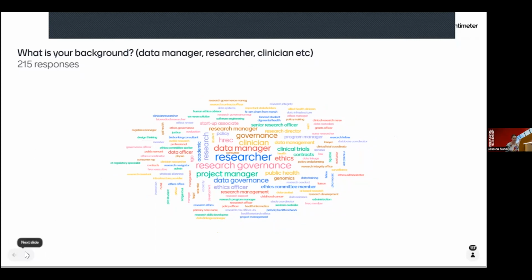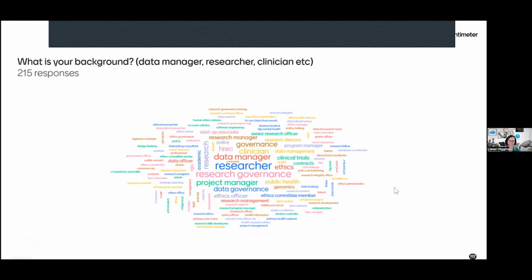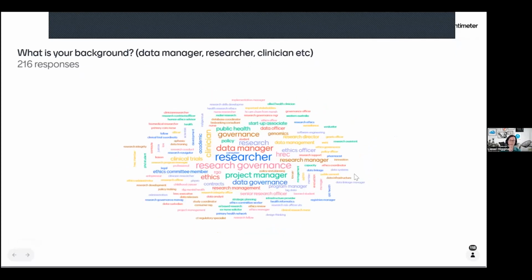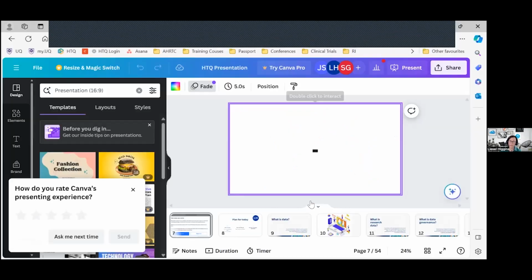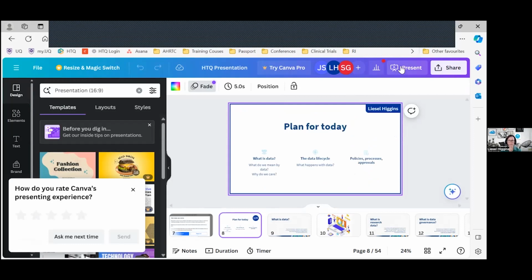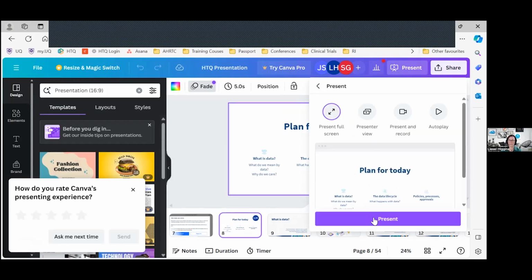So we might move to the next slide. Thanks, Sarah. So we're going to talk through our plan for today. So to begin with, we thought we'd talk about data and what is it. By the looks of the people who've popped responses in there, it looks like a lot of you will have a good idea of what data means, but something that we're quite keen to talk about are those definitions.